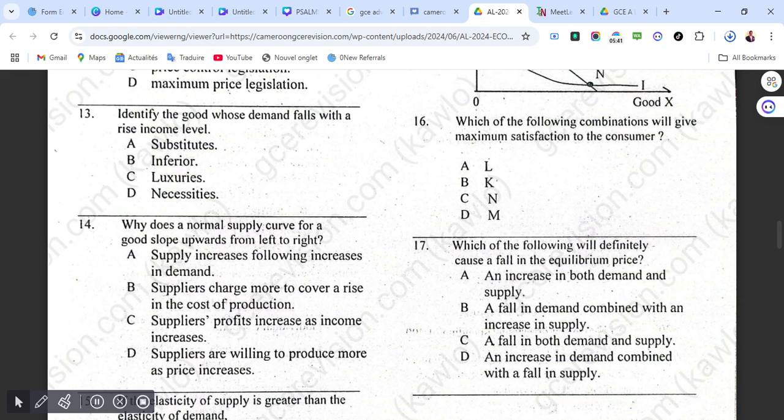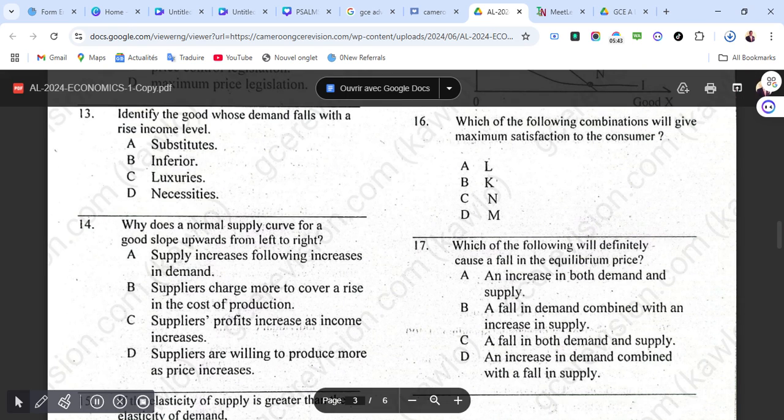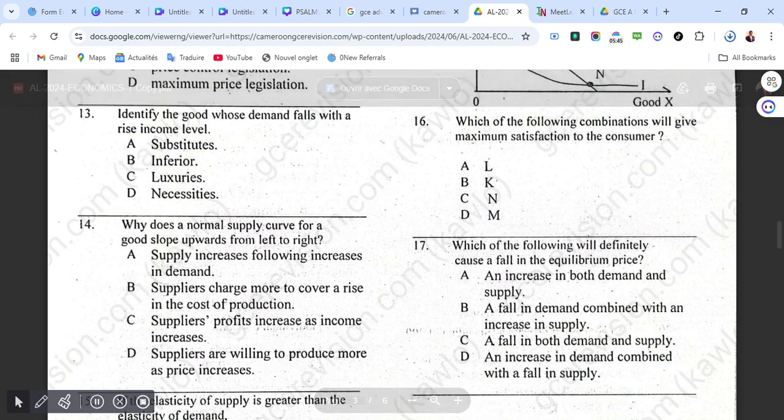Why does a normal supply curve for a good slope upwards from left to right? The correct answer for 14 is A. Supply increases following increases in demand.